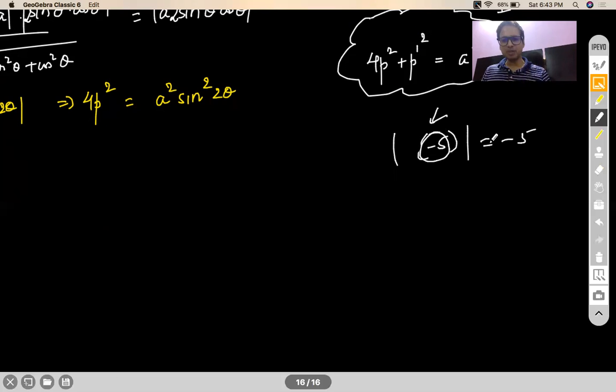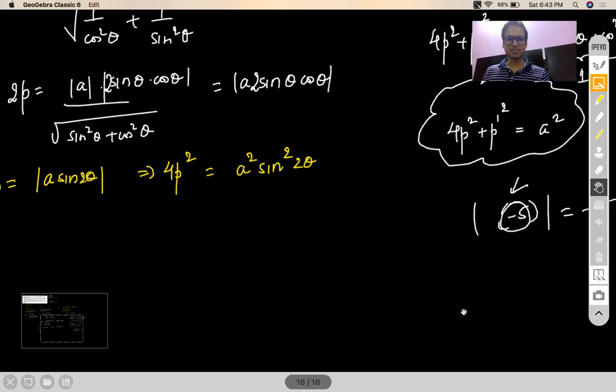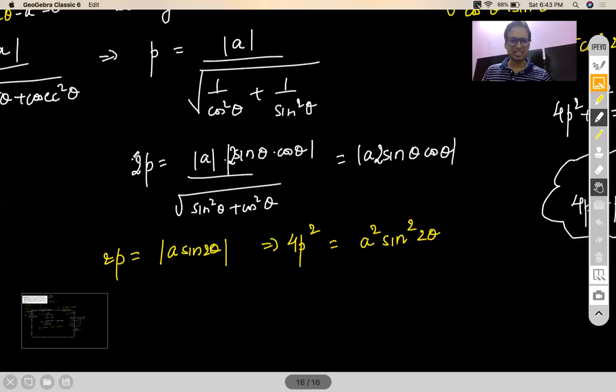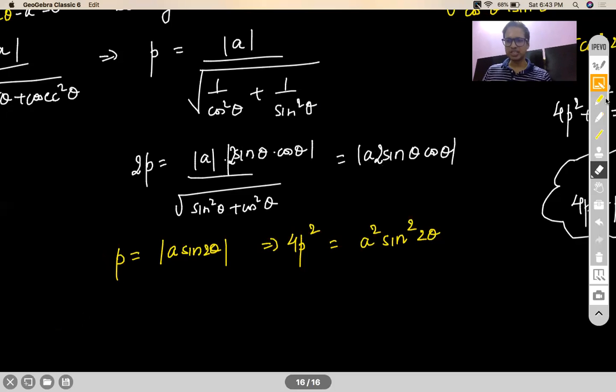I externally put a 2 on both the sides because this was given to us as a p. So I multiplied with a 2 on both the sides. So I got a 2p. So Shreyas, I put an external 2 to both the sides of the equation.